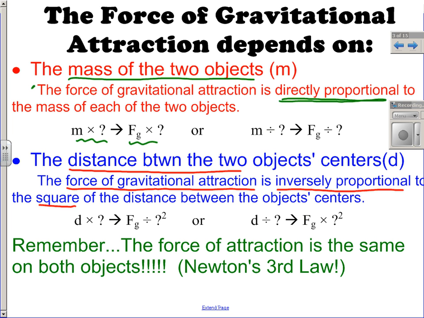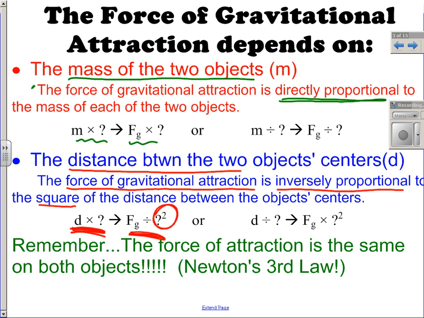So that's an inverse square relationship, which was the whole point of the last two videos you watched. It turns out as your distance increases, if you multiply your distance by something, then the force of attraction between them gets divided by the same number squared. Please remember that the force of attraction is the same on both objects.